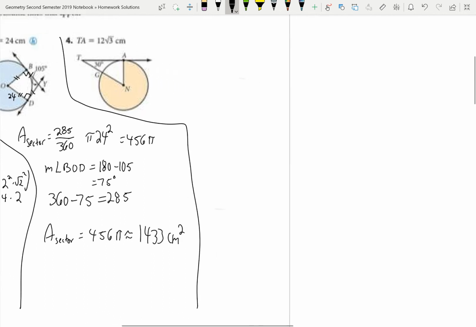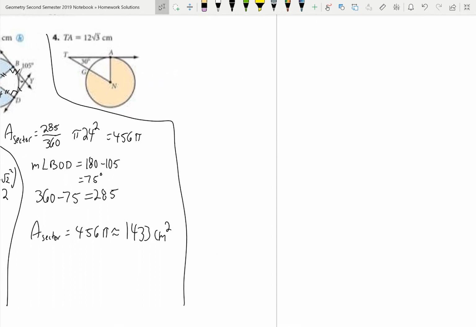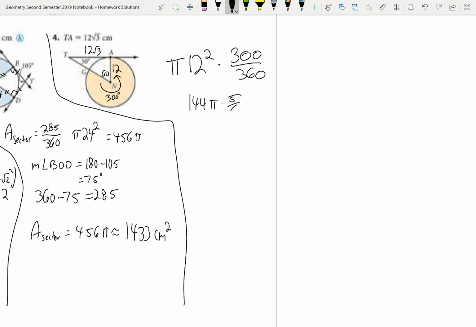So the next is number 4. TA is given as 12 root 3. It's a 30, 60, 90 right triangle, making the short leg 12, so the radius is 12. So the area is pi 12 squared times 300 over 360, right? Because this angle here is 300 degrees divided by the whole thing. And so that's going to be 144 pi times 5/6. And we'll get 120 pi, which is approximately equal to 377. There we go.